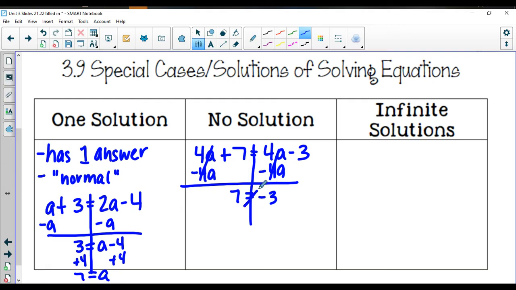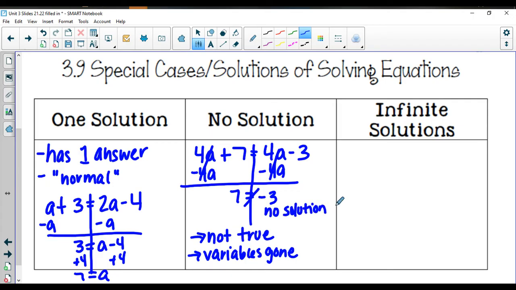Well, that's not true. So we need to put a slash through that equal sign because 7 is not equal to negative 3. So what ends up happening in this scenario is you get an equation or a solution that's not true. For example, 7 equals negative 3. The variables are all gone. So they've all canceled each other out. So then we would just write no solution, because it means no matter what number you put in for a, you're still not going to have an answer that ends up being equal on either side of your equal sign.